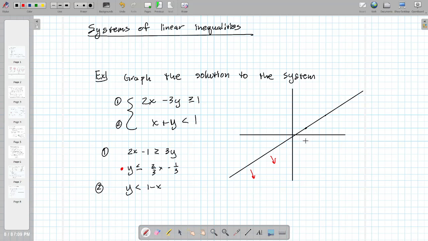Now you can test a point if you want to. You can see that we actually don't intersect the point 0, 0, so we can use that as a point. Plug in 0 for x, 0 for y, and we have 0 is less than or equal to negative 1/3, which is not true. Negative 1/3 is less than 0, not the other way around. So we would shade the side opposite to the origin. The origin is above the line, so we shade below the line.